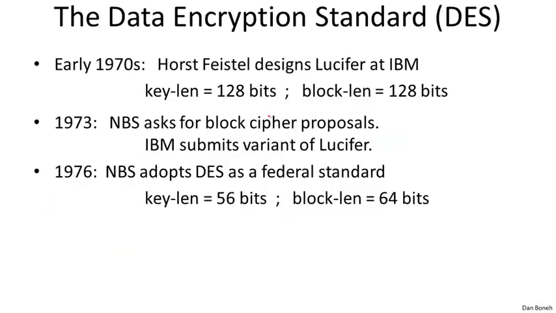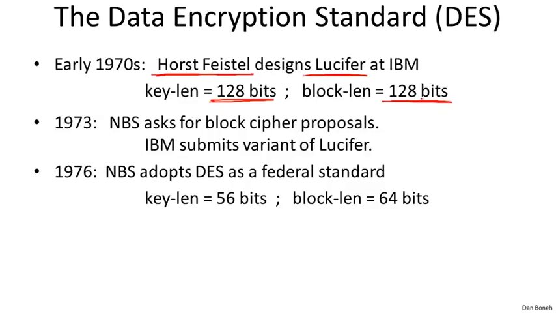Okay, so let's talk about the history of DES. Essentially, in the early 1970s, IBM realized that their customers were demanding some form of encryption. And so they formed a crypto group, and the head of that group was Horst Feistel, who in the early 70s designed a cipher called Lucifer. It's interesting, Lucifer had a number of variations, but one of the later variations had a key length of 128 bits and a block length that's also 128 bits.